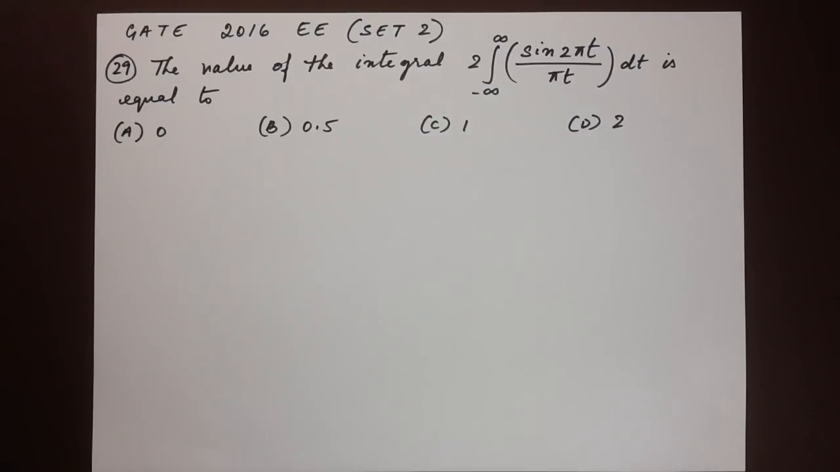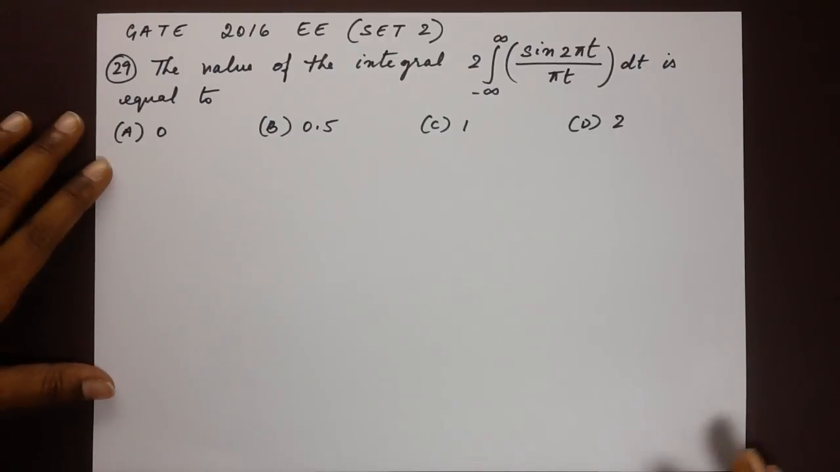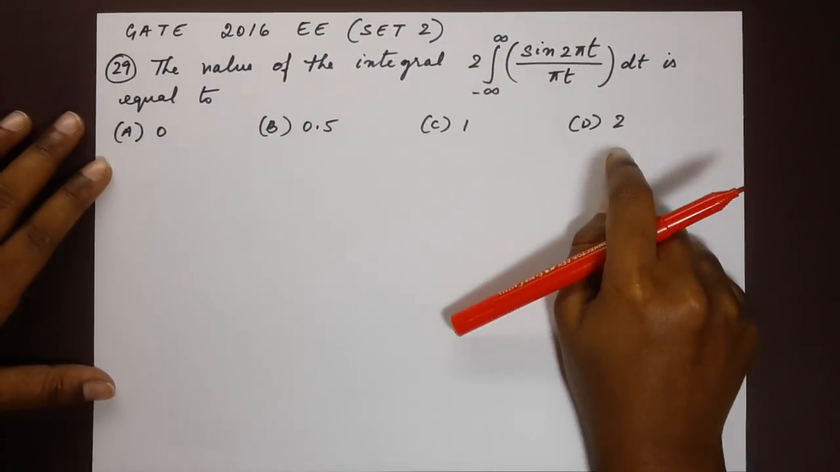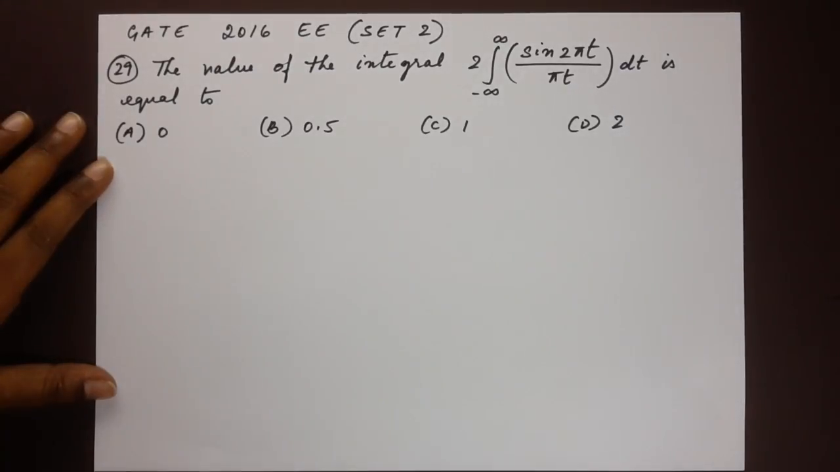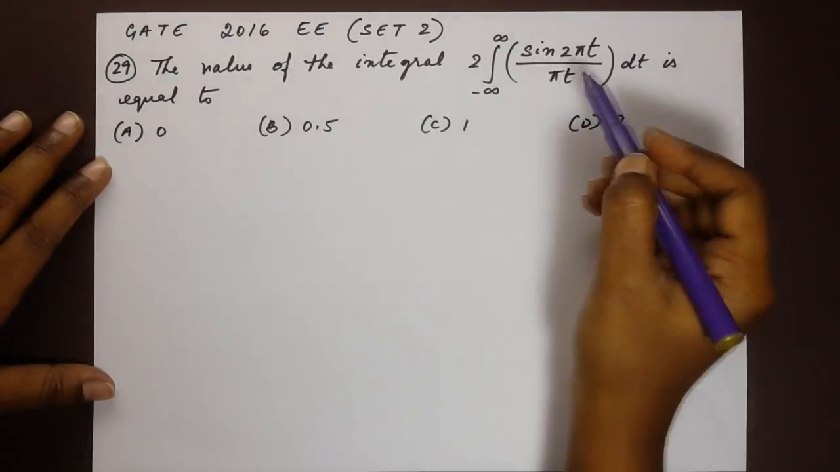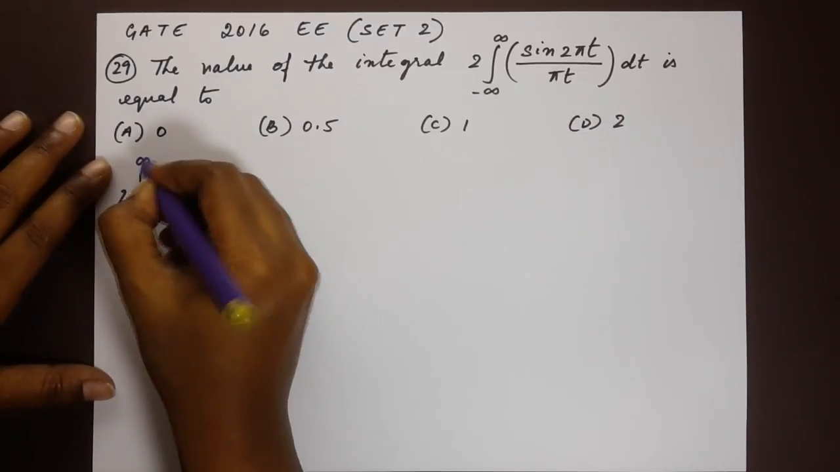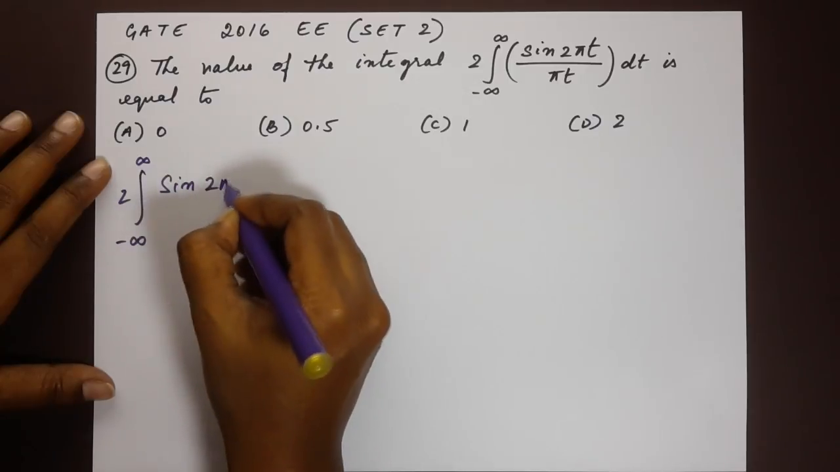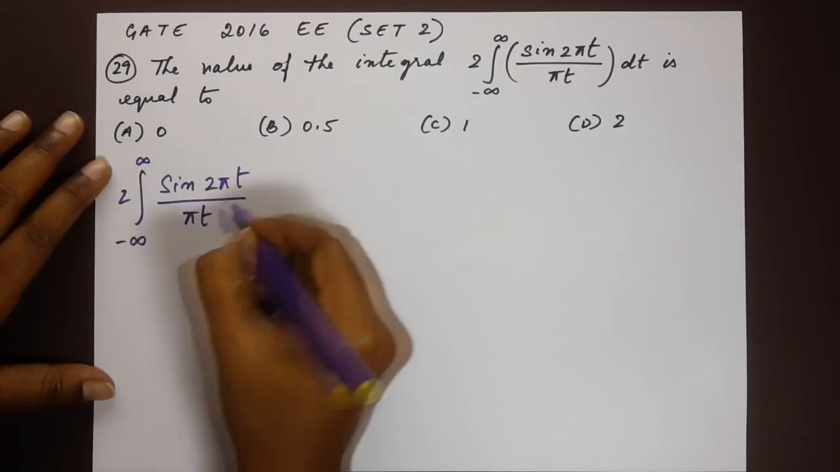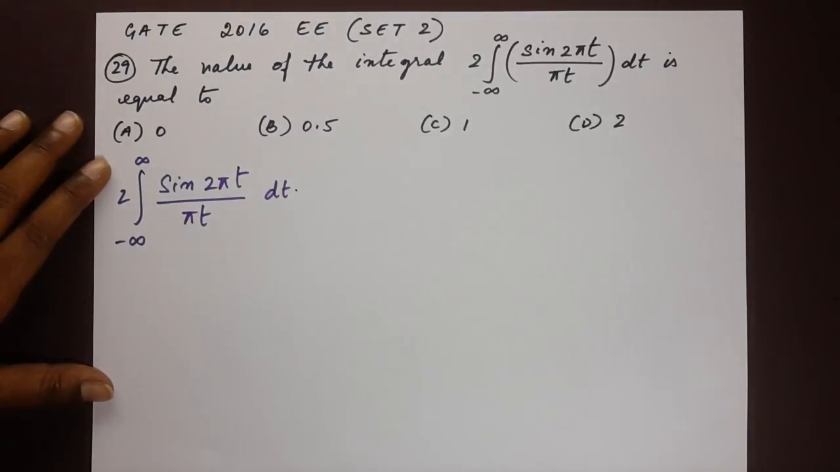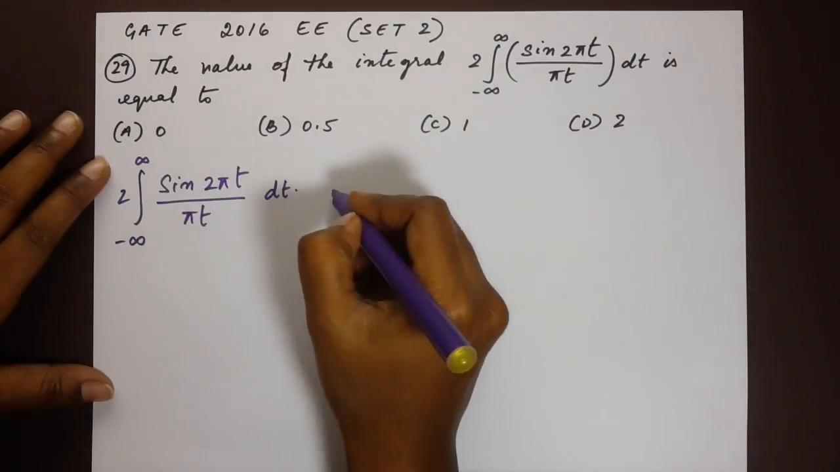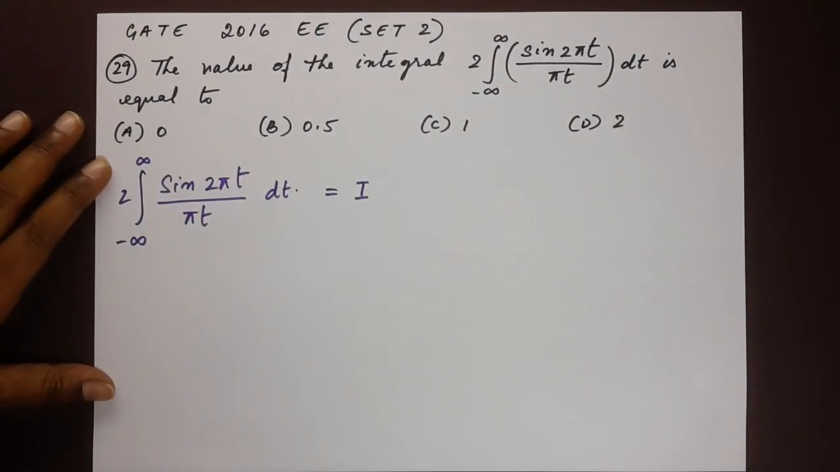Now, I always like using Laplace transforms as much as possible, since it's easier to deal with. So here we can use Laplace transforms in solving this. Okay, so we'll go step by step. Now let's consider the integral given to us: 2 times the integral from minus infinity to infinity of sine 2 pi t by pi t dt. Let's consider this entire thing equal to, say, some I.